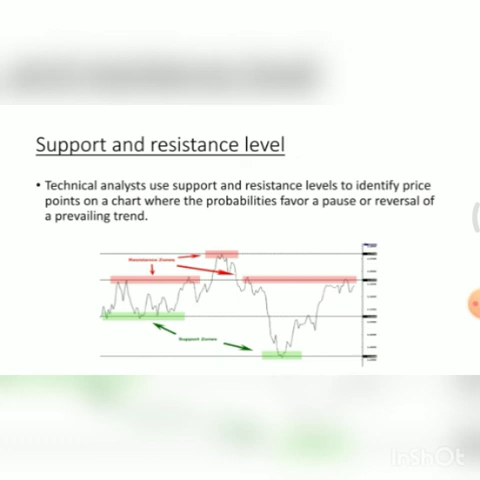In this case, the initial resistance zone will serve as a support zone for the further increasing trend, and the initial support zone in a downtrend can act as a resistance zone for the downtrending value of the asset.